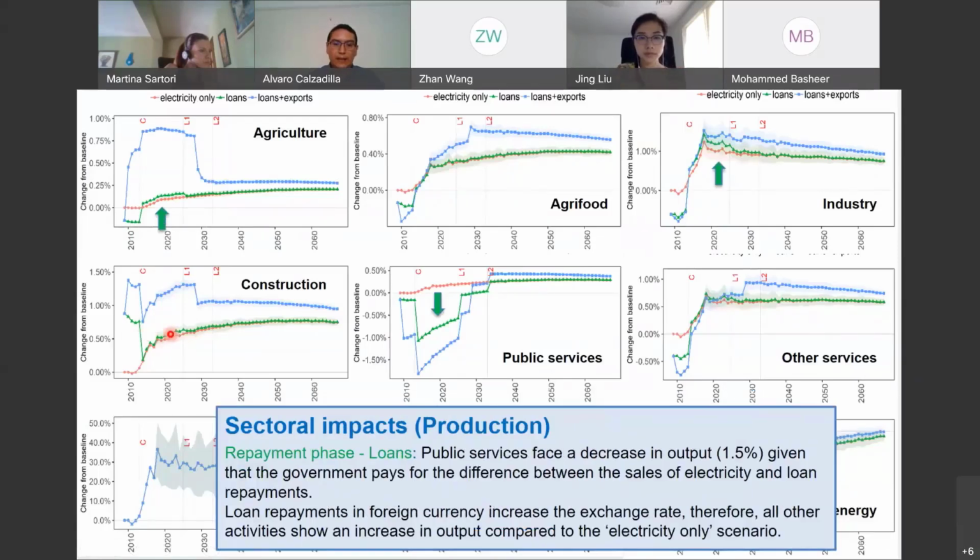And here we have the impacts on the repayment phase. So we can see here that the public services are affected differently than the private sector. We have a decline in the public services, and this is because the government needs to pay the difference between the sales of electricity and the loan repayments. And the loan repayments in foreign currency increase the exchange rate. Therefore, all other activities show an increase in output compared to the electricity only scenario.